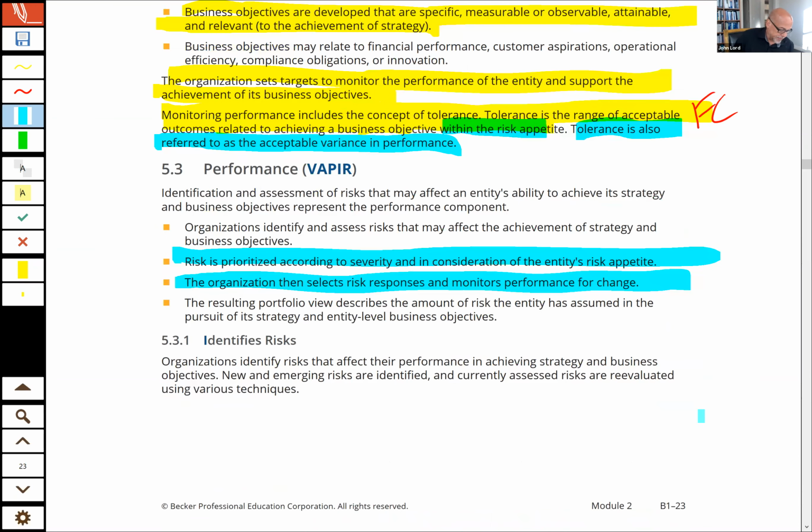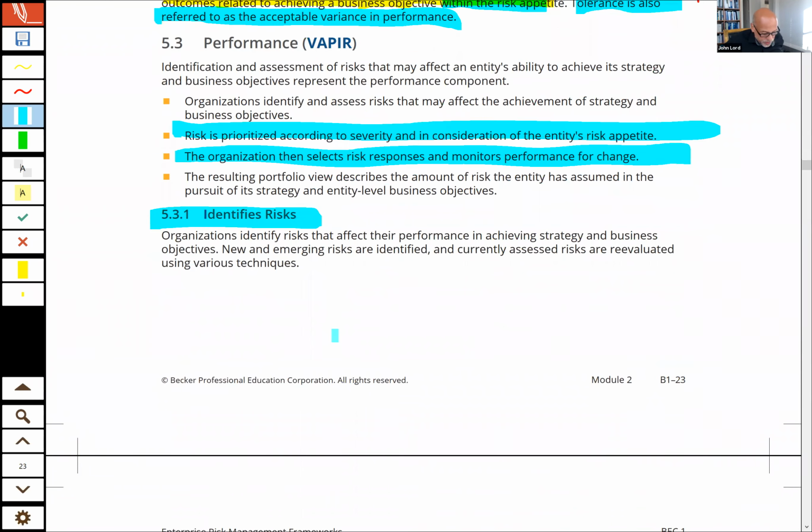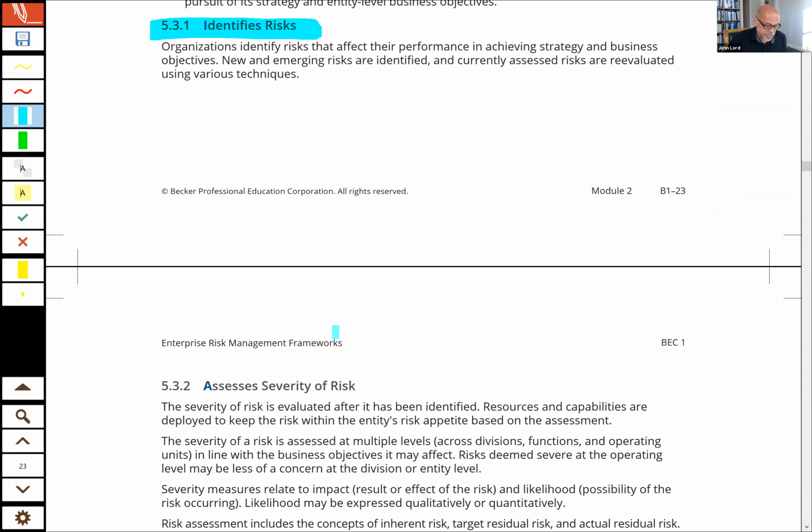So we identify the risks. And then coming over to the next page, okay, we assess the severity of the risk. And the severity of the risk, let's just look at this and let's flashcard some of this, is evaluated after it has been identified, of course. Resources and capabilities are deployed to keep the risk within the entity's risk appetite. Okay, so we're going to assess the severity of the risk. Let's just flashcard these factors in assessing the severity of risk.